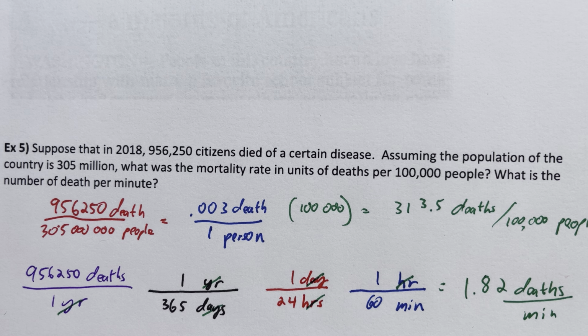So hours cancel and we have 60 minutes, and then we're just going to multiply and divide, and you would get 1.82 deaths per minute.